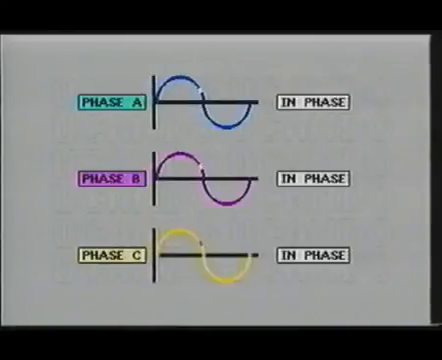Now suppose that we use three of these waveforms working together to supply electrical energy into a circuit. Notice, in this illustration, we are showing three identical waveforms. They all have the same amplitude, frequency, and phase.